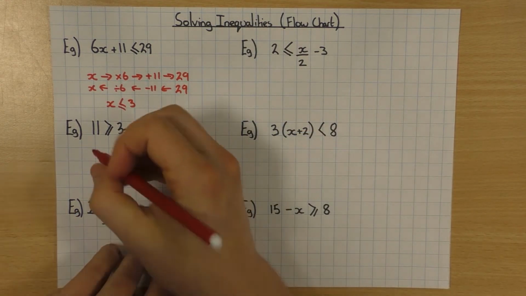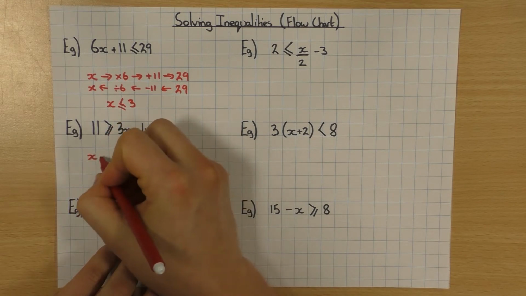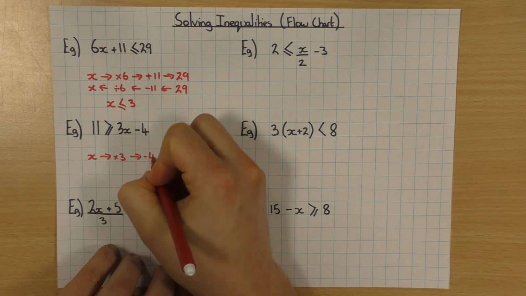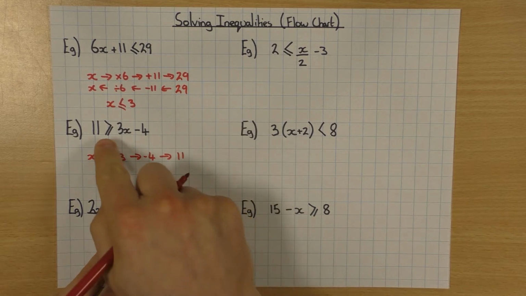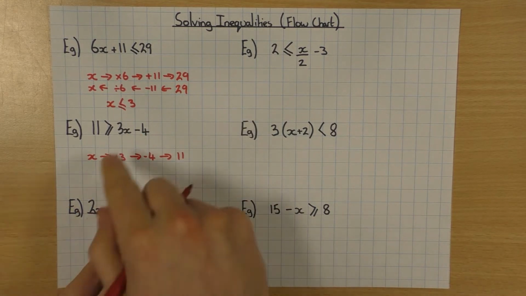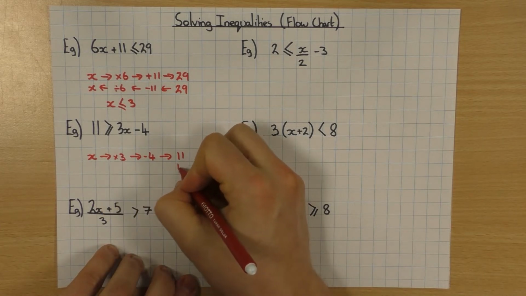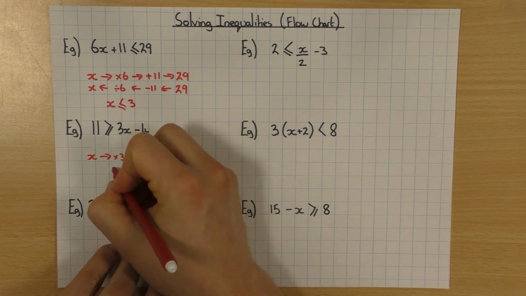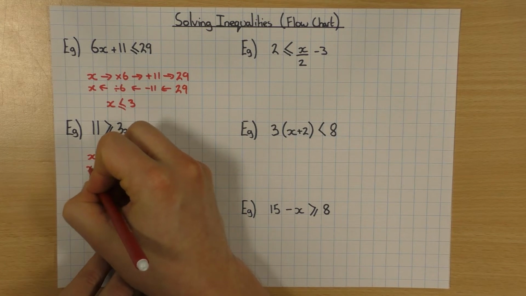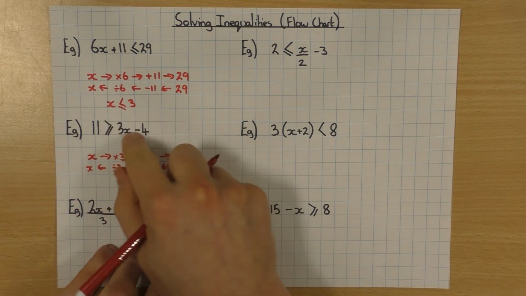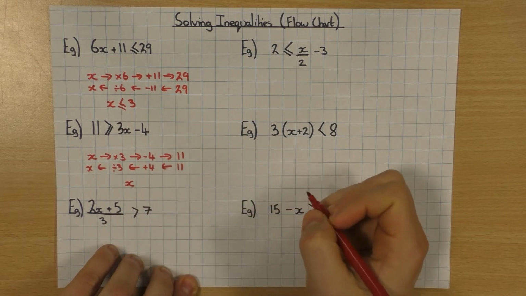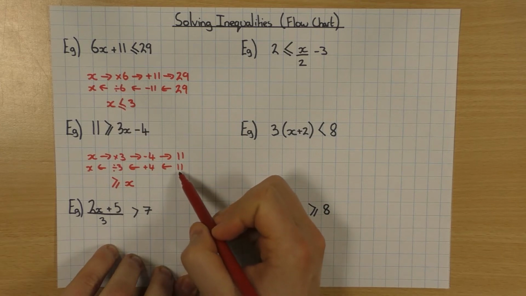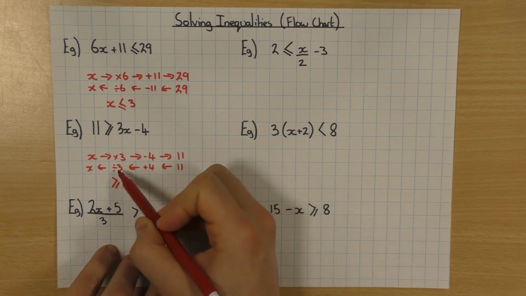So let's go for the second one. Again, I'm going to draw the flowchart. So I have x, I times it by 3 first, then I take away 4, and then I get 11. So don't be put off if it's on the other side. Just do the flowchart exactly the same as if it was the other way around. Reverse the flowchart then. So go backwards, do the opposite. So I plus 4, and I divide by 3, and I get back to x. So again, be careful. X is now on the right-hand side, so on my answer, x must be on the right-hand side. Then I have my inequality symbol. And obviously I need to work out what x is. So 11 plus 4 is 15, divided by 3 is 5.